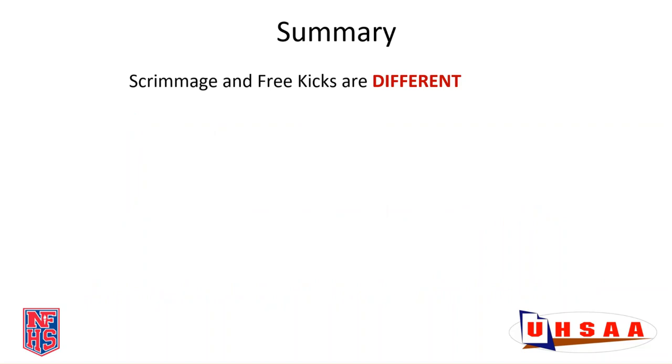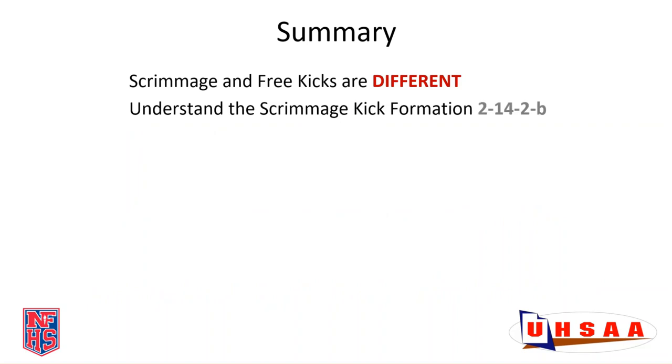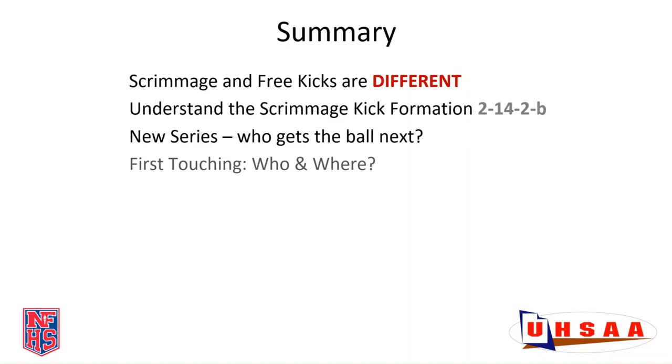There's a difference between scrimmage kicks and free kicks. And you need to understand the scrimmage kick formation for punts, 214-2B, in order to trigger snapper protection. Who's going to get the ball next after this punt? And what determines which team will get the ball next? If we have first touching, who did it and where did it happen relative to the neutral zone? If we have kick-catch interference, what are the rules and enforcements there?